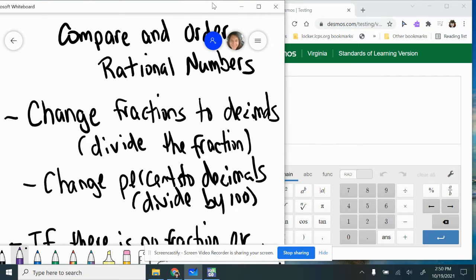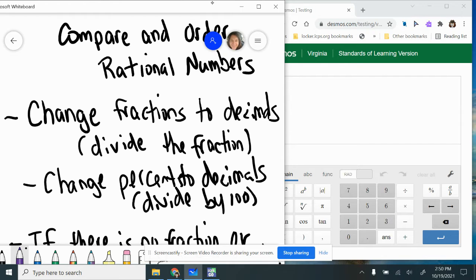I wanted to give you a quick reminder about comparing and ordering rational numbers. So just recall, to do that, we want to change fractions to decimals. And to change a fraction to a decimal, you're going to divide the fraction.